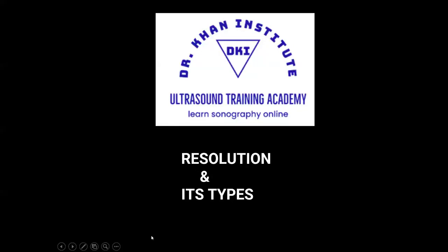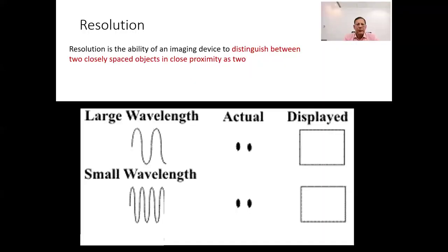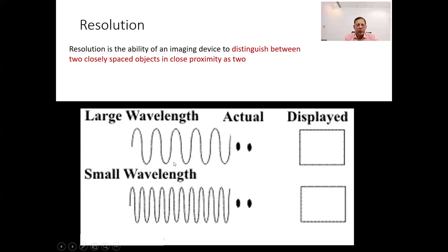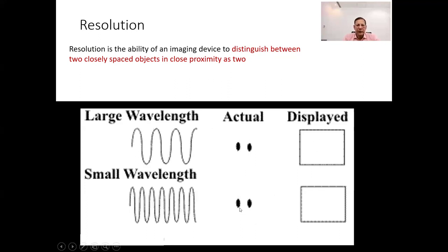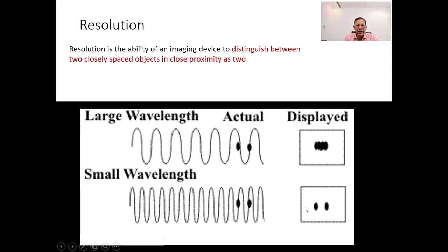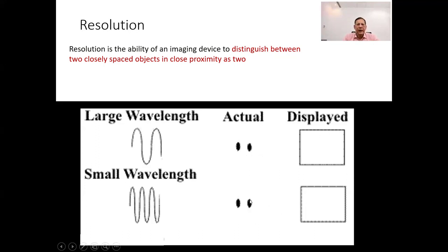Today we are going to discuss resolution and its types. Resolution is the ability of an imaging device to distinguish between two closely spaced objects in close proximity as two.